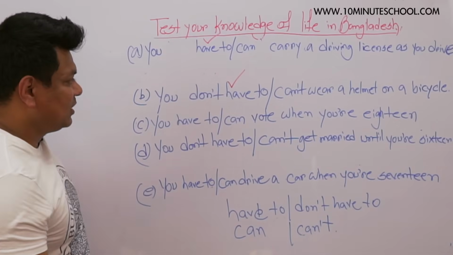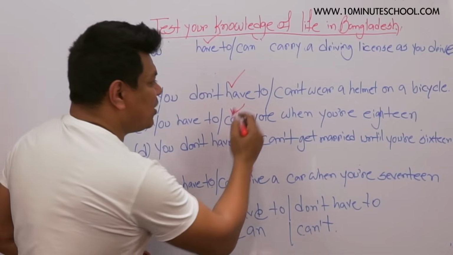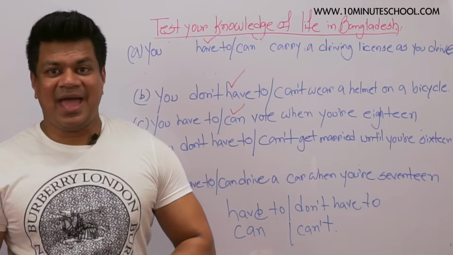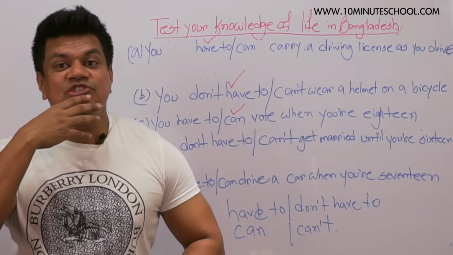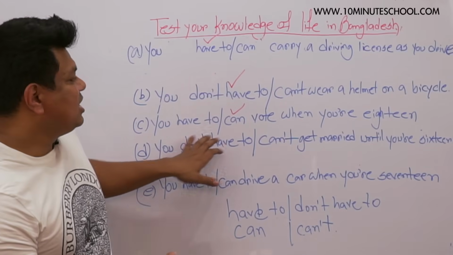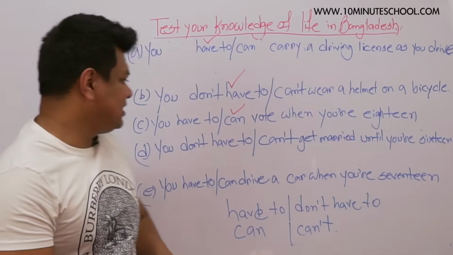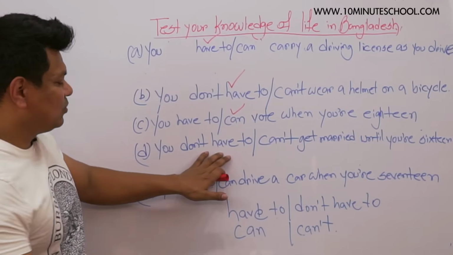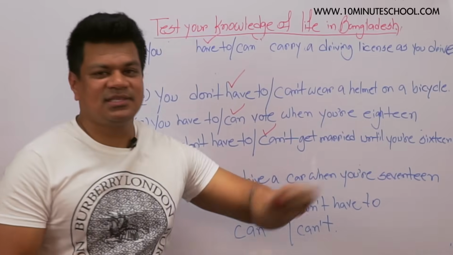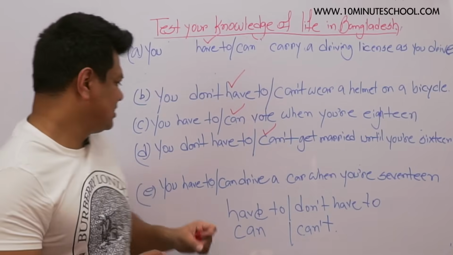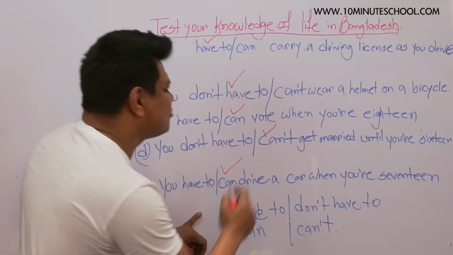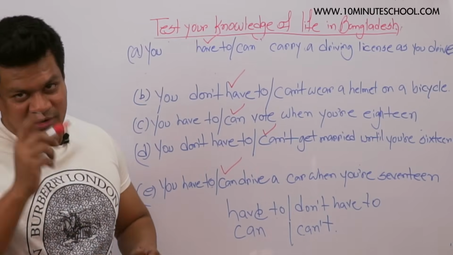Wow. See, you can vote when you are 18. Again, I cannot force you saying like you have to vote, right? So voting is your right. If you want to cast it, you cast it. If you don't want, you leave it. So answer is going to be you can vote when you are 18. Next, D. Now this is by law in our country. You can't get married until you are 16. Then E. Yes, you can drive a car when you are 17.